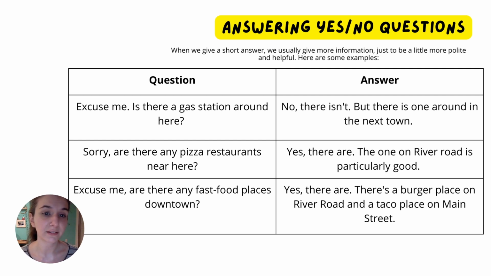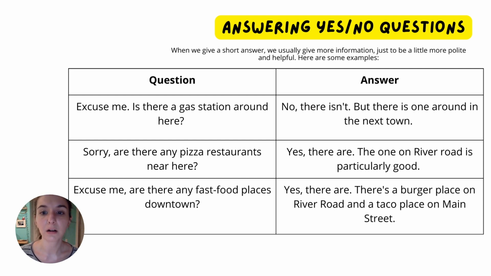So if somebody asks you, "Excuse me, is there a gas station around here?" and you don't know, or you know that there is not, you can say, "No, there isn't, but there is one around in the next town." Or, "No, there isn't, but let's ask and see if we can find somebody who knows where another gas station is."